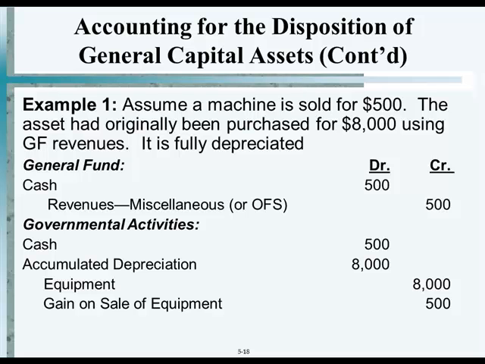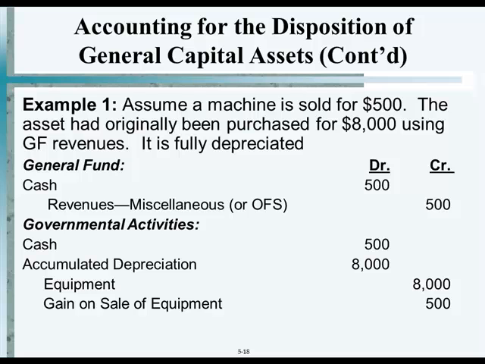Basically, in this case, a piece of machine is sold for $500. It was originally purchased for $8,000. Look at how different the journal entries are. At the general fund, we're only concerned about what? Cash. So basically debit cash and credit this miscellaneous account. Governmental activities is accrual basis.